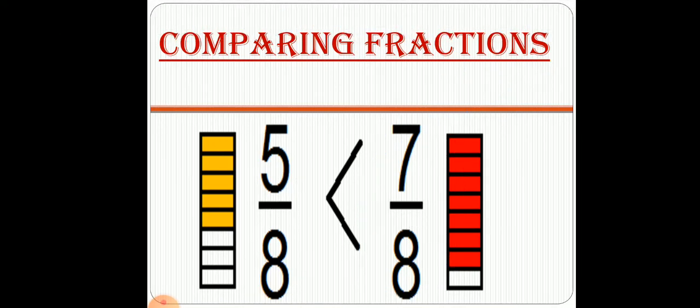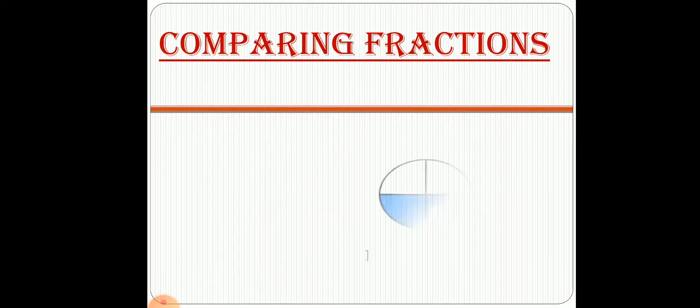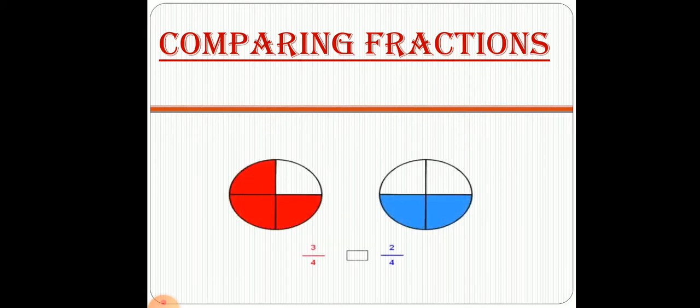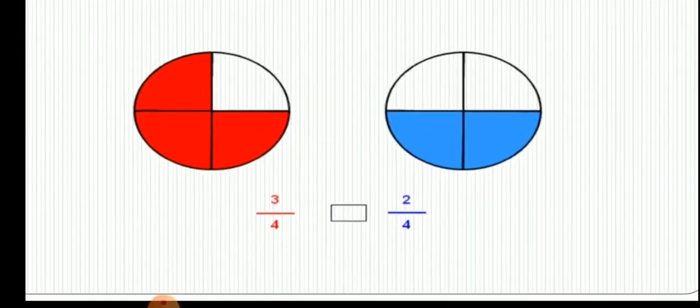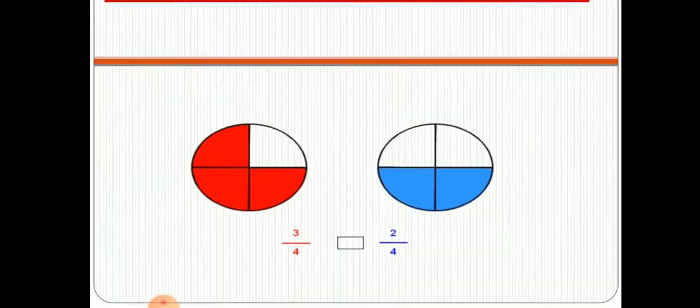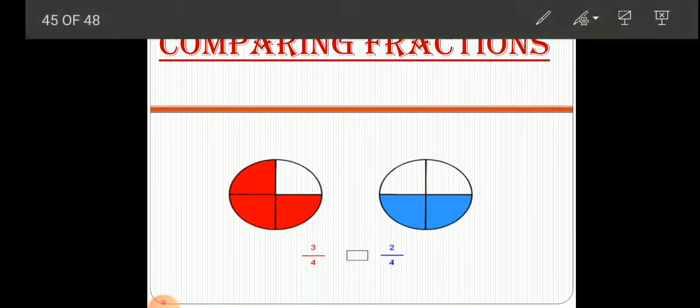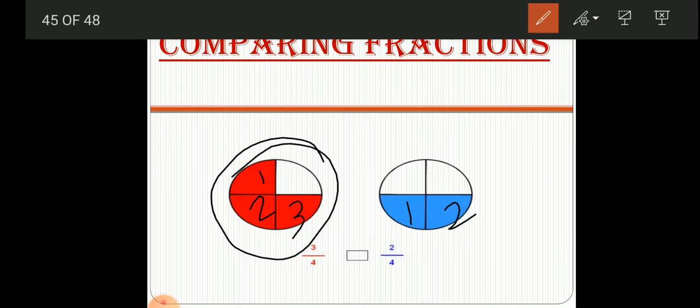Now let's see the other example. Here you can see that there are 2 circles, and each circle is divided into 4 equal parts, right? And in the first you can see that the parts shaded are 3, and here the parts shaded are 2. So definitely the shaded part 3 is greater, is more. So 3 by 4 fraction is greater than 2 by 4 fraction.